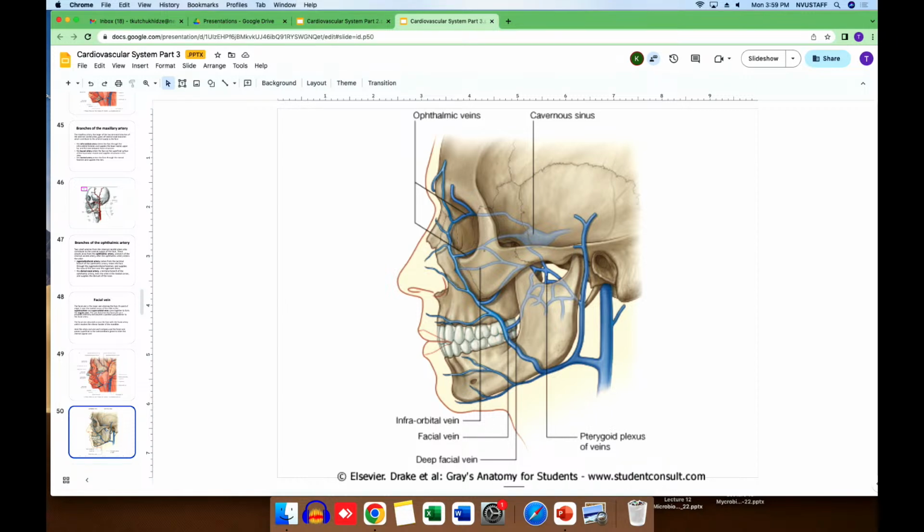Hey guys, let's continue as we will have time for questions also. We've talked about the arteries and veins of the scalp. Sorry, not scalp, but the face, and we should continue with the arteries and veins of the scalp, right?